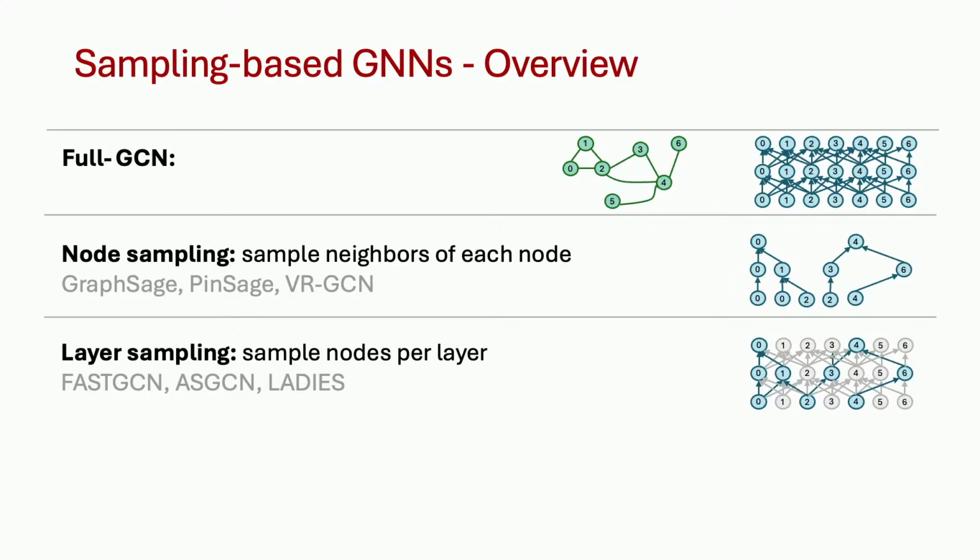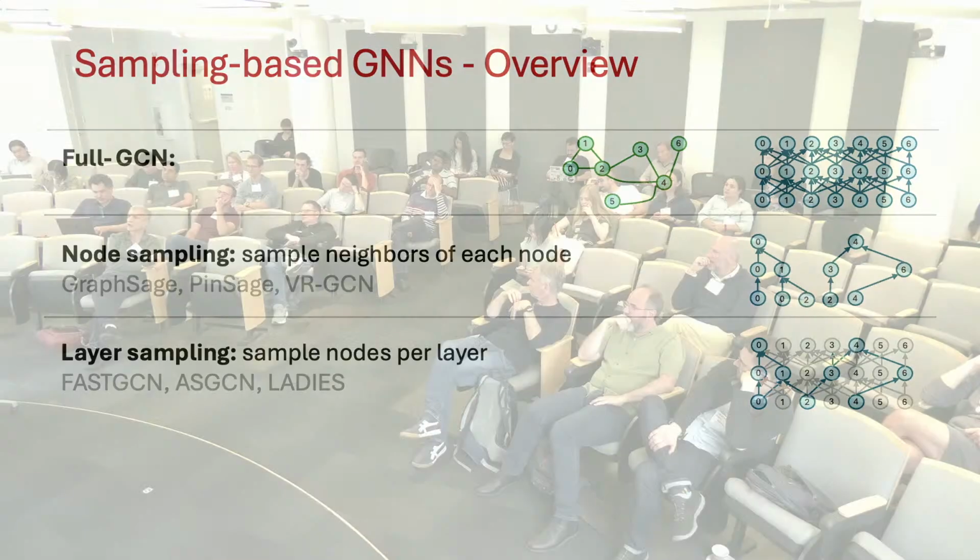Yes? So in node sampling, this is an iterative, recursive algorithm. I sample from, let's say, a node that I'm interested in. And then I sample from the nodes that I've created in the sample. Yes, exactly.